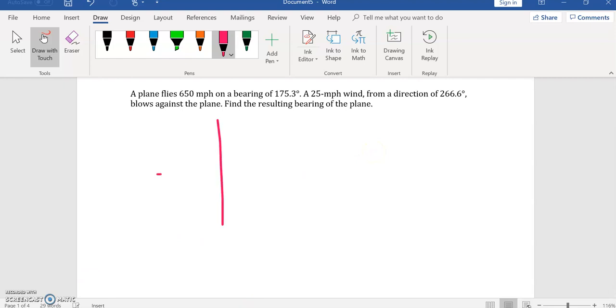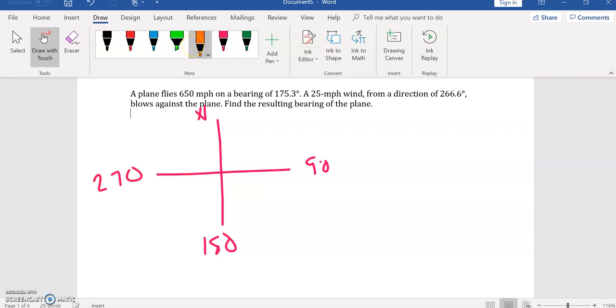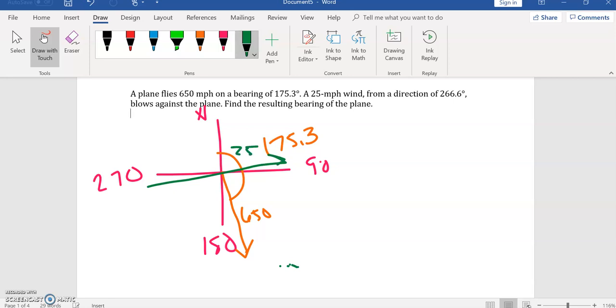So here, this is 90 degrees east, so down here's north at 0, here's 180, and here's 270. So our plane is going this way, at 650, and this is 175.3. Then we have a 25-mile-an-hour wind from 266. So 266 is right here. And this is my 25-mile-an-hour wind, that's at 266.6. Now this is pulling it this way.